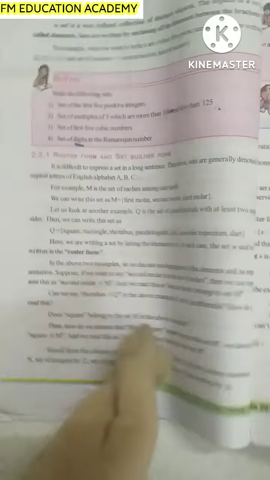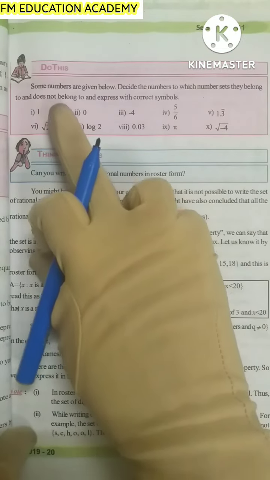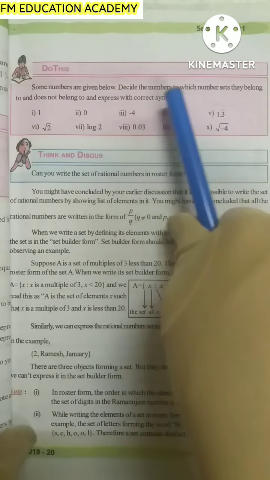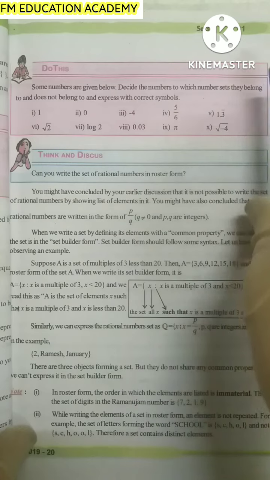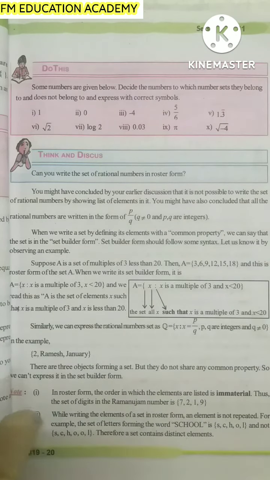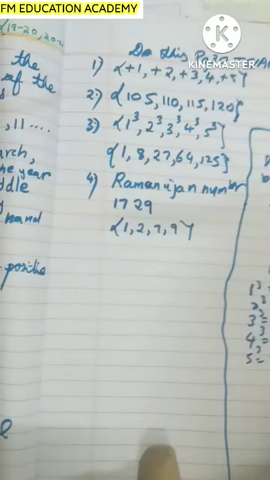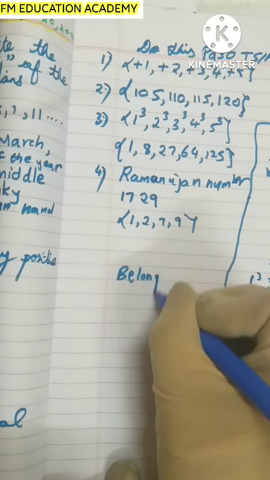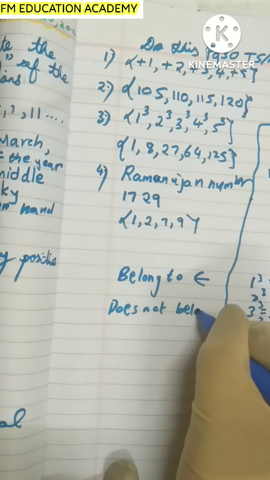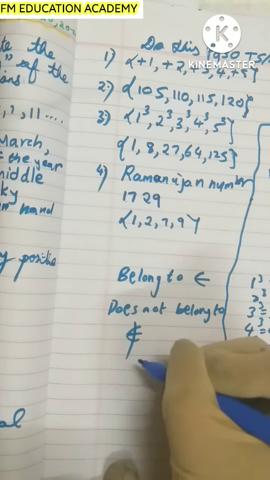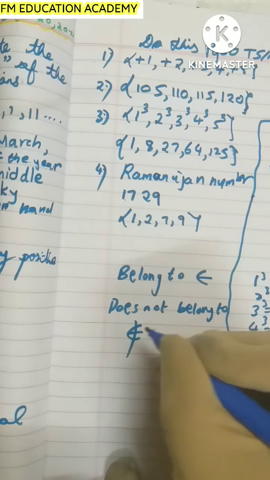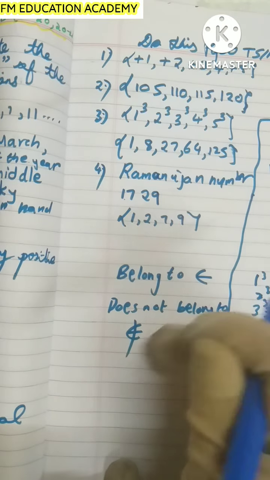Do this on page number 31. It is saying some numbers are given below. These are the numbers which are given below, from 1st to 10th bits, and it is telling to decide which number sets they belong to and do not belong to, and express with the correct symbol. So before proceeding, I will tell you that belong to is given by this symbol and does not belong to is given by this symbol. Belong to, does not belong to. Belong to means it will contain, and does not belong to means it will not contain.